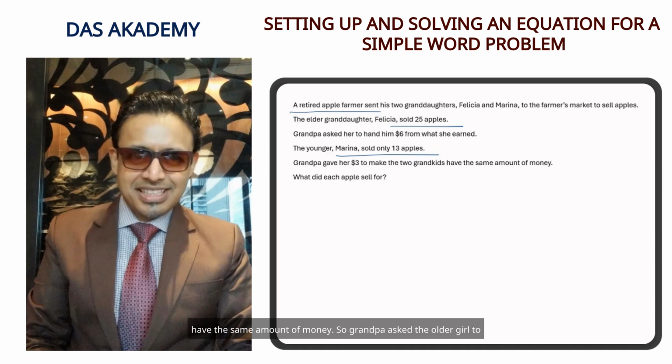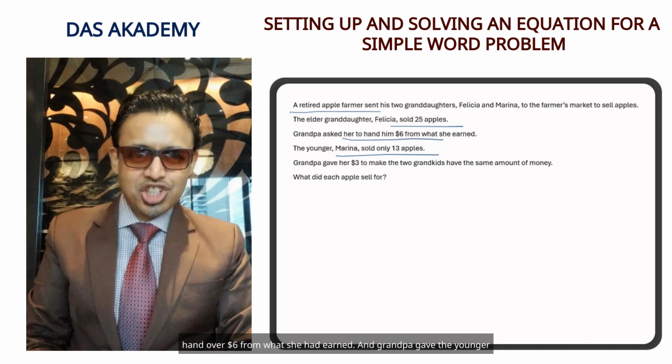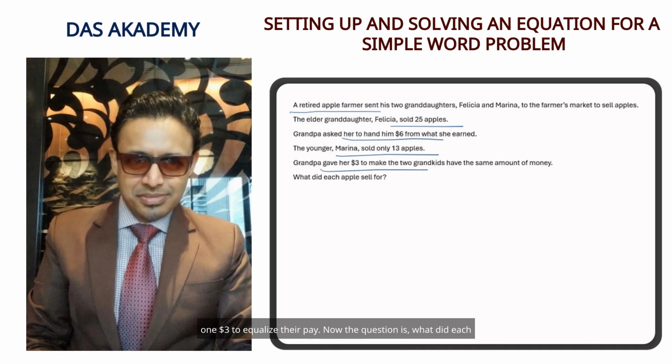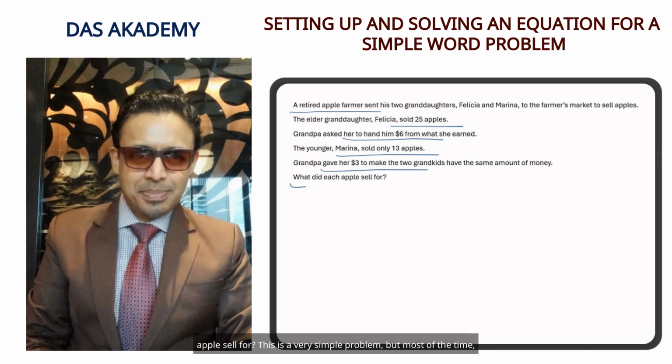So Grandpa asked the older girl to hand over $6 from what she had earned. And Grandpa gave the younger one $3 to equalize their pay. Now the question is, what did each apple sell for?